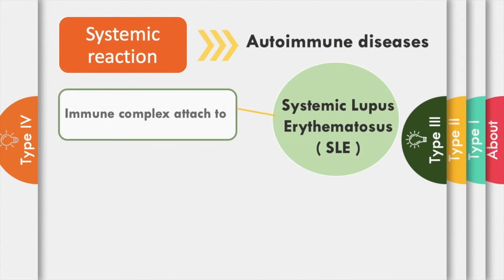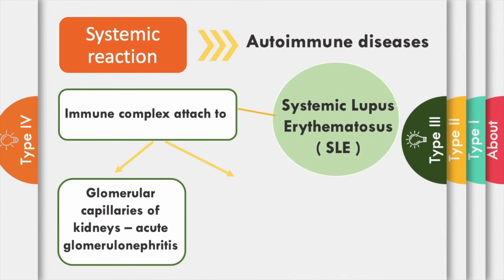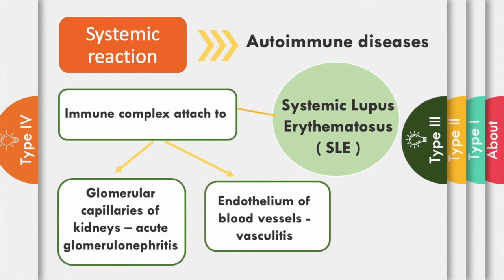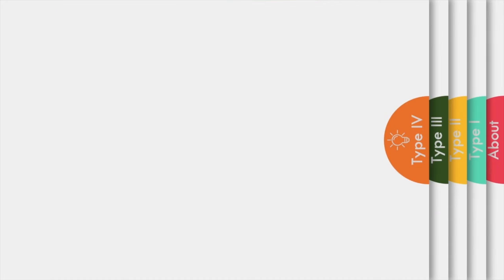SLE is thought to be a disease of preformed immune complex deposition within the glomerulus, which leads to complement activation, immune infiltration, and attendant glomerular damage.